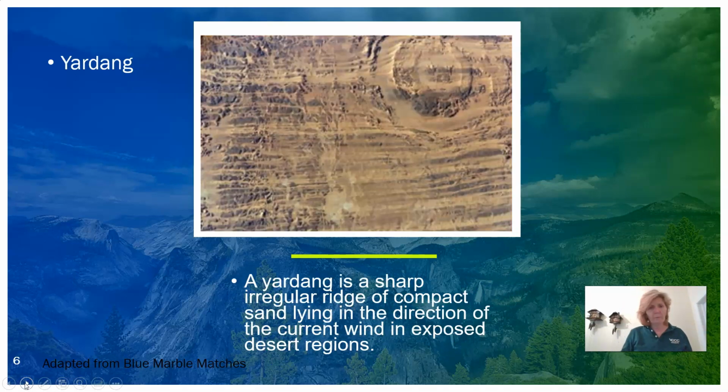Now, this one you're probably not familiar with at all. These are not as common, but I'll explain them anyway, just so you can say that you've seen one. A yardang. A yardang is really just a sharp or irregular ridge of compacted sand, and it lies in the same direction as the current wind. So this would be all of this up in here, and then of course it's all compacted together. And this is normally in desert areas. So again, you're not going to see many of these, but I just thought the picture was cool, thought I would tell you about it.